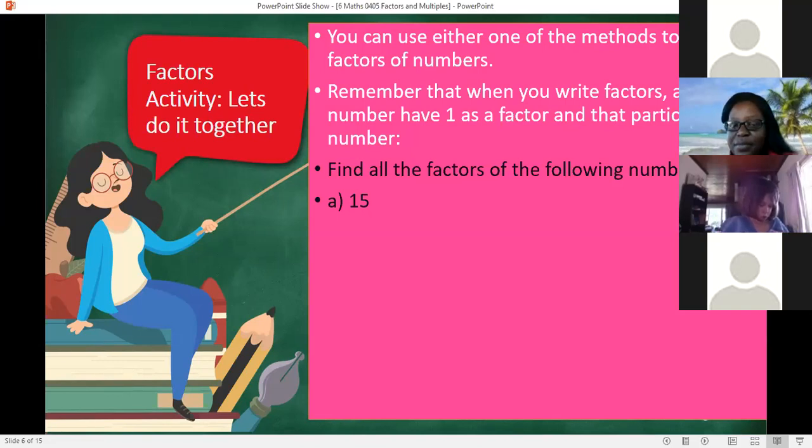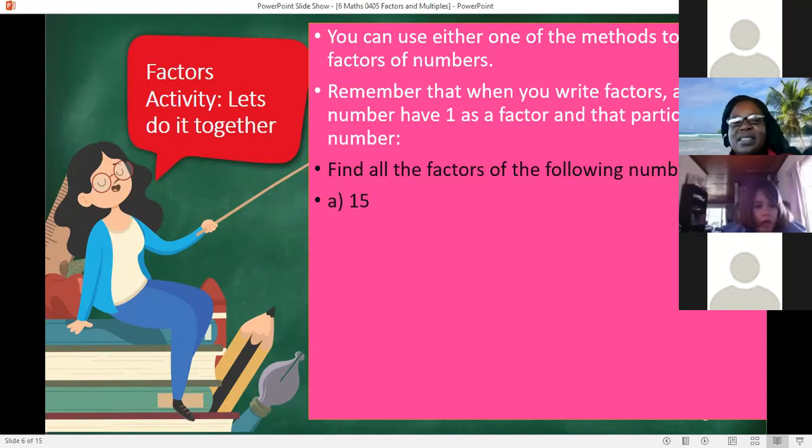Then call this 3, 6, 9, 12. 3 times 5. Well done. Is there any other factor? 5 times 3. Okay, so 3 times 5 and 5 times 3 are the same, right? You see as you list them. Is there any other factor pair that we can find? We are done. That's all of them.